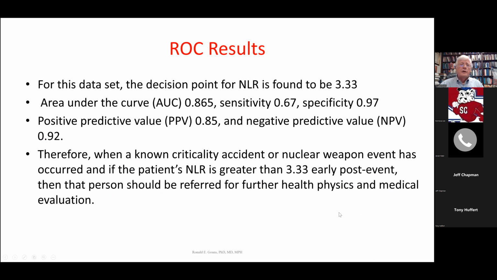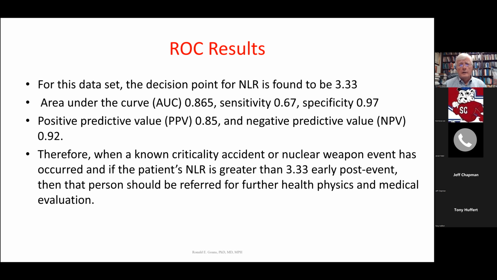So I'm going to finish up here very quickly. For this data set, when we published it, we said the decision point is going to be 3.33 for maximizing the sum of sensitivity and specificity. Area under the curve is 0.86, sensitivity of 67%, specificity of 97%. So this is similar to some of the medical tests we do, like a PSA. The positive predictive value was good, though, 85%. The negative predictive value was 92%.